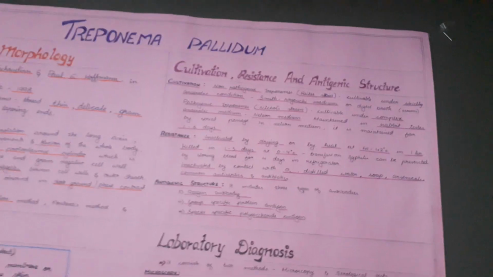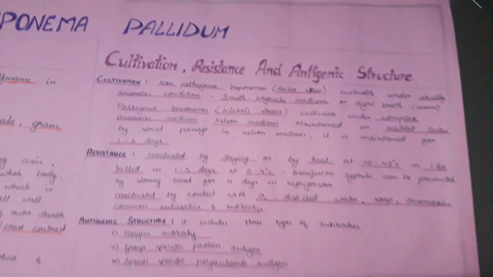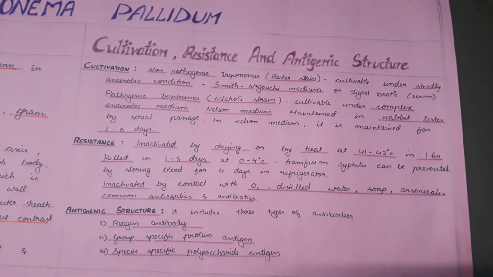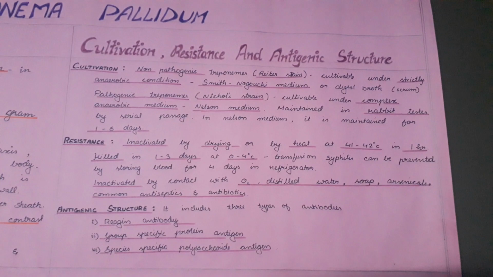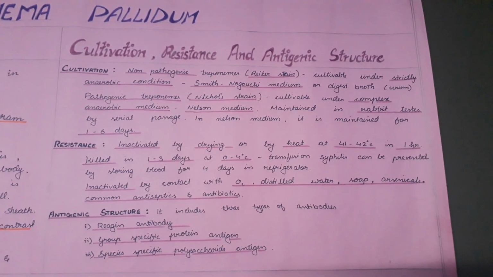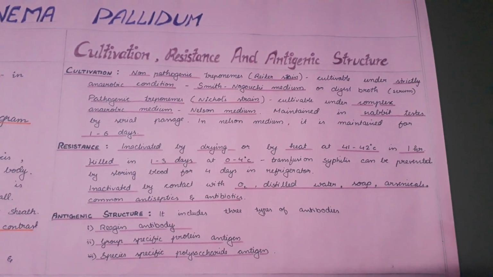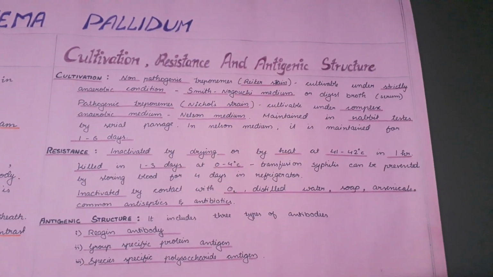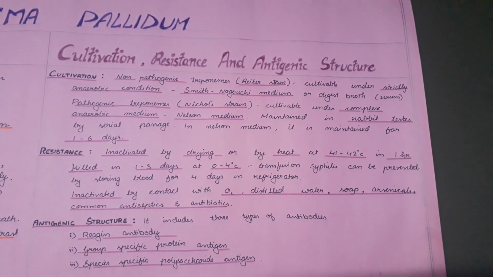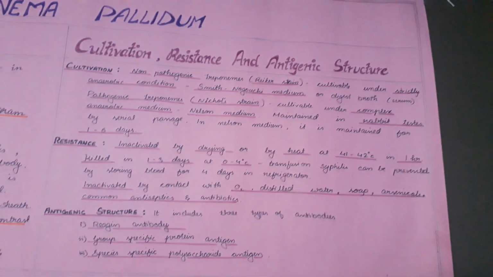Next, coming to the cultivation, resistance and antigenic structure. Cultivation. There are two kinds of organisms, non-pathogenic treponemes and pathogenic treponemes. Non-pathogenic treponemes are also called the Reiter strain. It is cultivable under strictly anaerobic conditions. The medium used is Smith-Noguchi medium or digest broth.